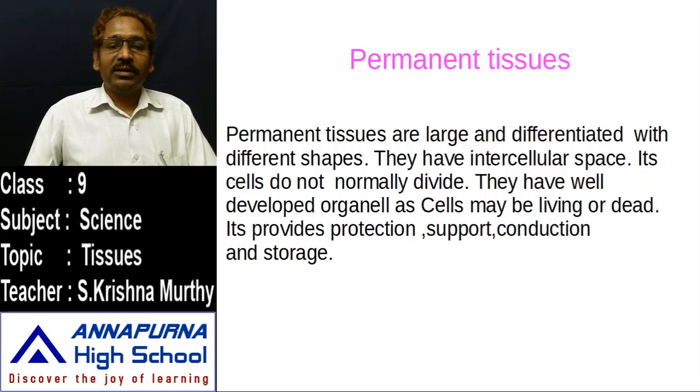Permanent tissues are differentiated with different shapes. Some are hexagonal, some are round, some are oval, some are spherical. They have well defined organelles, and most of the permanent tissues have dead cells or dead tissues. Even though these tissues may be designed with dead cells, they perform different kinds of activities as well as living cells.